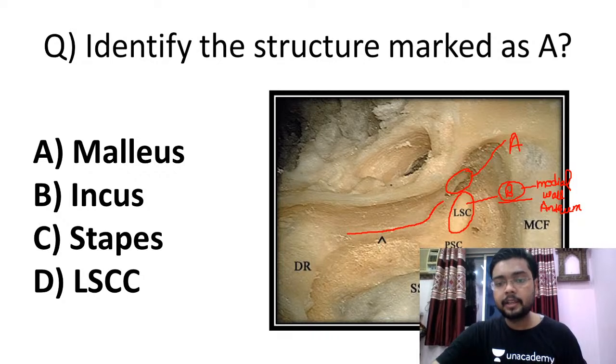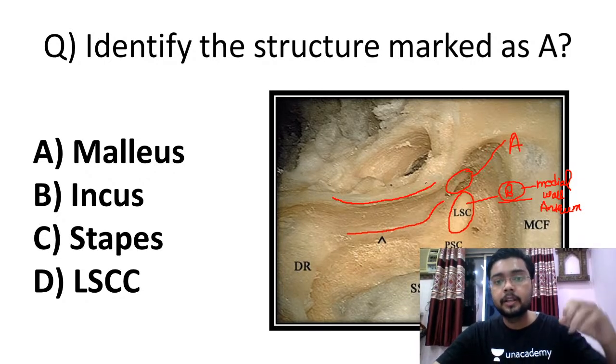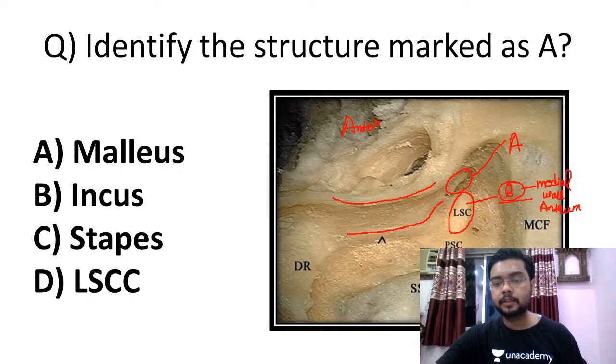Another structure that you can delineate is your facial nerve, the vertical part of the facial nerve, which is running just behind the posterior wall of the external auditory canal. To orient you, if this is your anterior, this is your posterior, this is superior, and this is inferior.